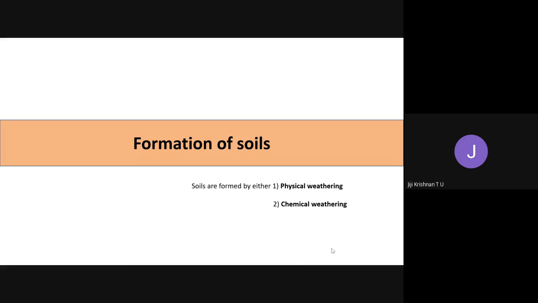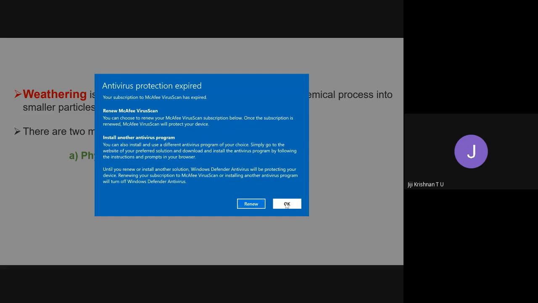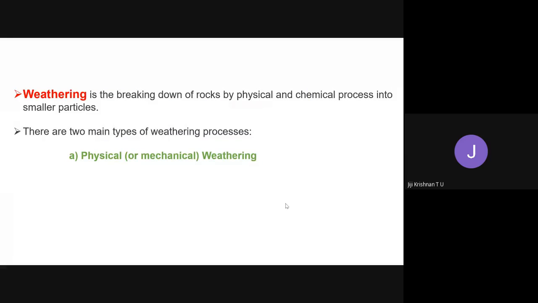So moving to the formation of soils, it can either be formed by physical weathering or chemical weathering. Weathering is the breaking down of rocks by physical and chemical processes into smaller particles. So there are two main types of weathering. The first one is physical, or we can say mechanical weathering. The second one is chemical weathering.